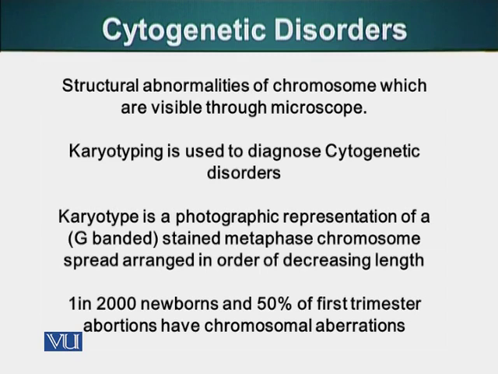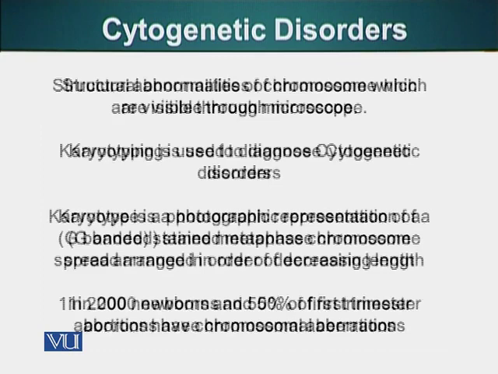Karyotyping is a photographic representation of G-banded stained metaphase chromosomes spread in order of decreasing length. I'll show you a karyotype in the next slide. Here I would additionally like to point out that these chromosomal abnormalities, cytogenetic abnormalities, are roughly in 1 in 2,000 newborns, and 50% of the first trimester abortions have chromosomal aberrations or chromosomal abnormalities.